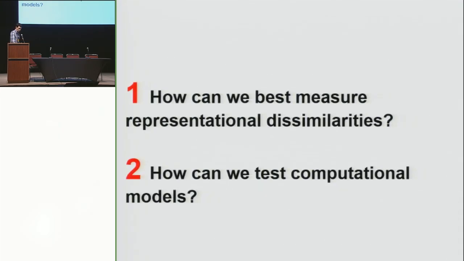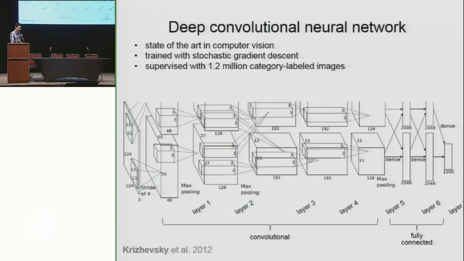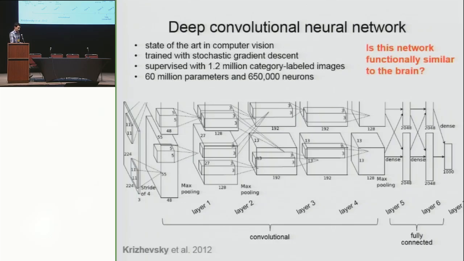Okay, so let's go to the second question. How can we test computational models? We were interested in testing a deep convolutional neural network, and this is the kind of neural network that's currently revolutionizing artificial intelligence, starting with computer vision. So this is the kind of system that's now the state of the art in computer vision. It's been trained with stochastic gradient descent, supervised with 1.2 million category labeled images, and it's got 60 million parameters and 650,000 neurons.